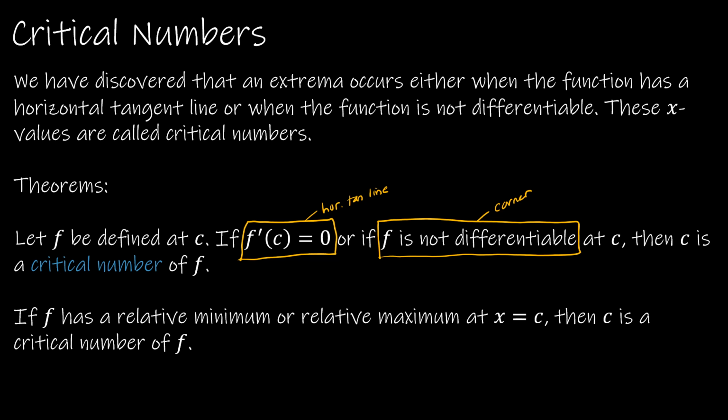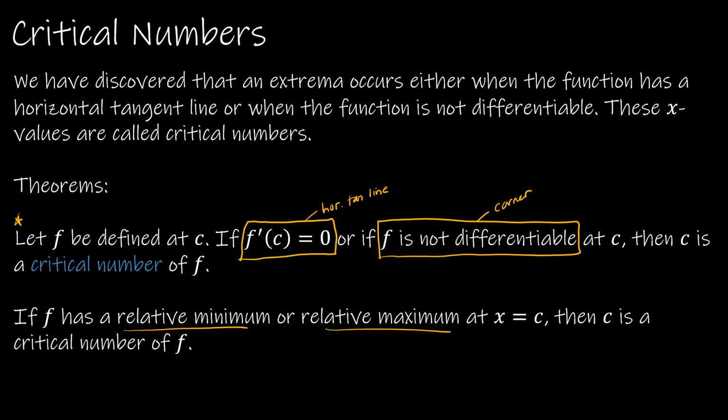So a couple of theorems. Again, this first theorem we've talked about. Let f be defined at c. If f prime of c is equal to 0 or f is not differentiable at c, then c is a critical number of f. And if we have a minimum or a maximum, then c must have been a critical number.